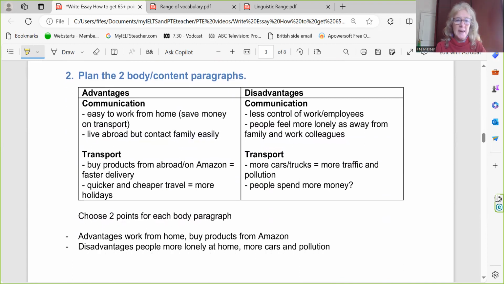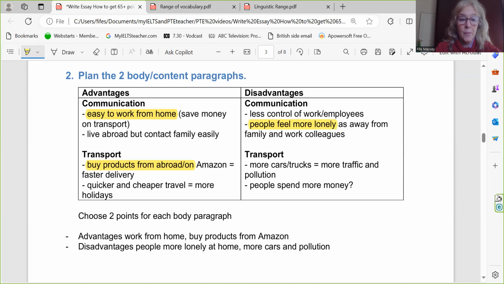Now it's time to do some planning. Now there's a lot of notes here in my planning table, but you don't have to do all of this. You only really need to choose 2 points for your advantages paragraph and 2 points for your disadvantages paragraph. So you can see I've made the decision to talk about in the communication advantages about how it's easy to work from home, and perhaps mention that that means you can save money. And in the transport part, I'm going to talk about the buying products online. In the disadvantages, I want to say that because perhaps people are working from home now, they feel more lonely.